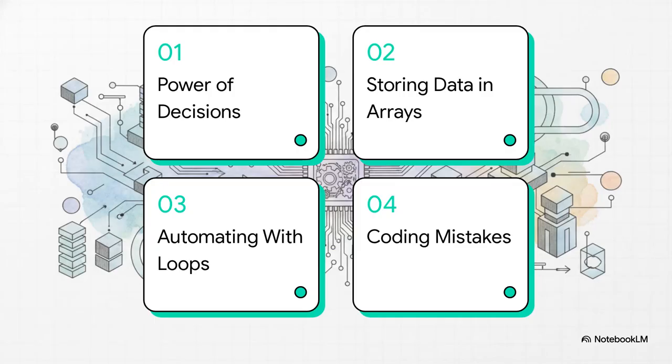To make sure we're totally covered, here is a clear roadmap of the toolkit we'll be building together today. First, we'll look at the power of decisions. Then, storing data in arrays. After that, we'll talk about automating with loops. And finally, we'll wrap up with a quick survival guide on avoiding common coding mistakes.